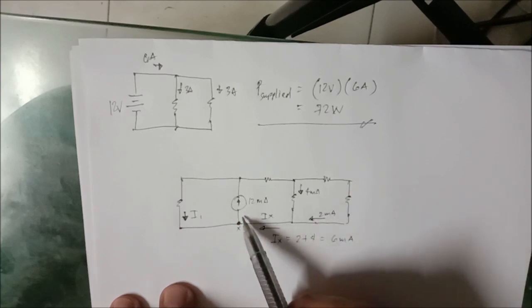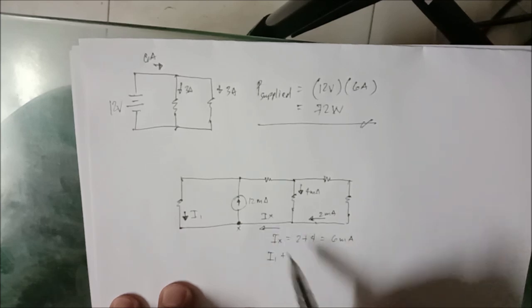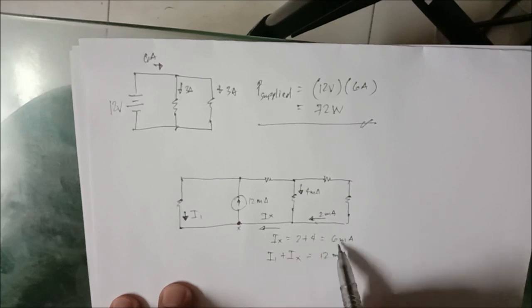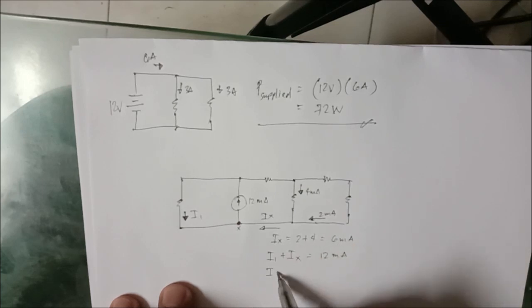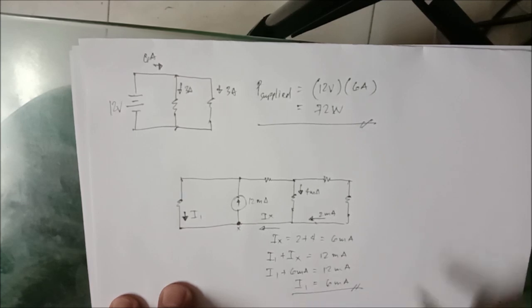Okay. Ito palabas, papasok. So, using KCL, I sub 1, papasok, plus I sub X, papasok, is equivalent to sa lumabas na 12 milliamperes. Since I sub X ay na-compute na natin na 6 milliamperes, I sub 1 plus 6 milliamperes is equal to 12 milliamperes. I sub 1 is equal to 6 milliamperes. Okay? So, yan na po yung ating sagot.